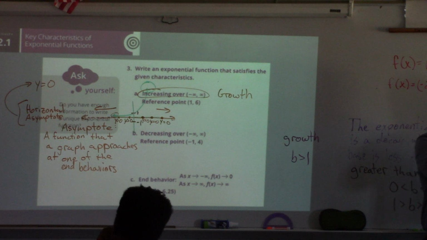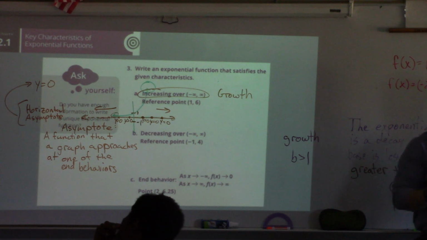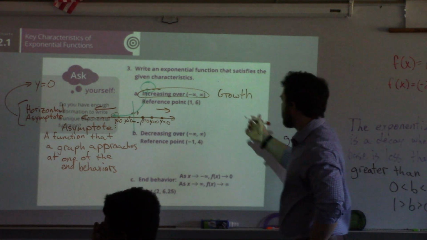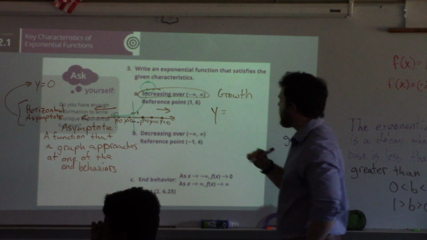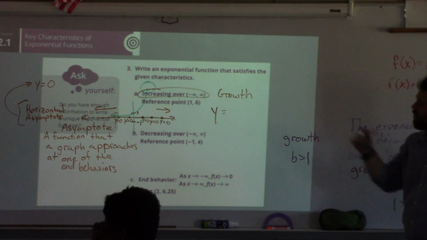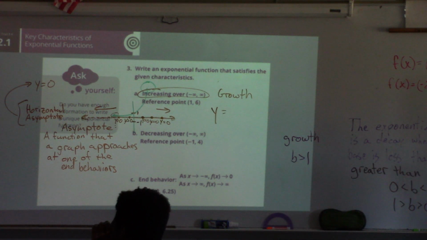Okay, so what's greater than 1? Come on, we're almost there. What's got to be greater than 1? The base. The base. Thank you. So, I know that the base has to be greater than 1. Based on the reference point, any guesses what the base should be?